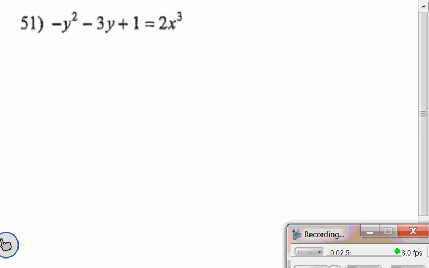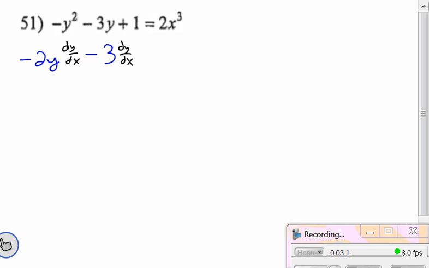Okay, once again, let's use implicit differentiation on this problem. So let's do 2 times negative, that's negative 2y, and we've got to write dy/dx, because we're finding the derivative of y in terms of x. Negative 3, we've got to write dy/dx. Plus the derivative of 1 is 0, equals 6x squared. That's step 1. Step 2, get all the dy/dx's together, which they already are, on the left.